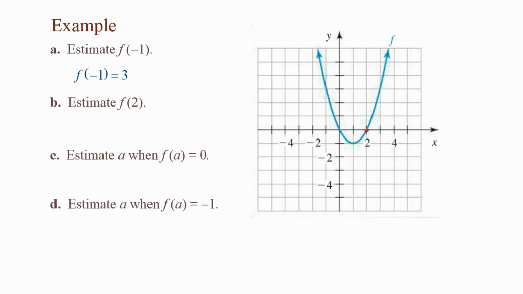So we find 2 on our x-axis. It's on the curve, so that means that our y value has to be 0. f of 2 equals 0.